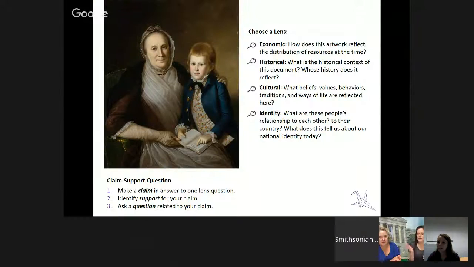Linda chose the economic lens, and she claimed that these are subjects from an affluent family. She supported her claim by looking at their dress and the fact that they're educated and able to read. So for a lot of students, that's an overlooked point that you might be able to make with them by using this artwork.